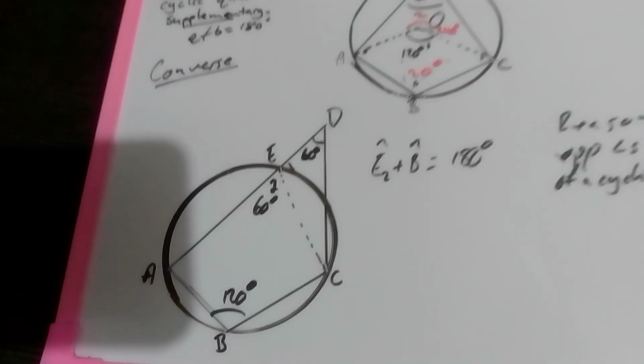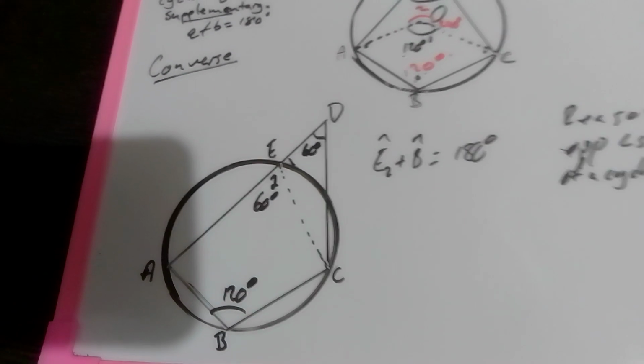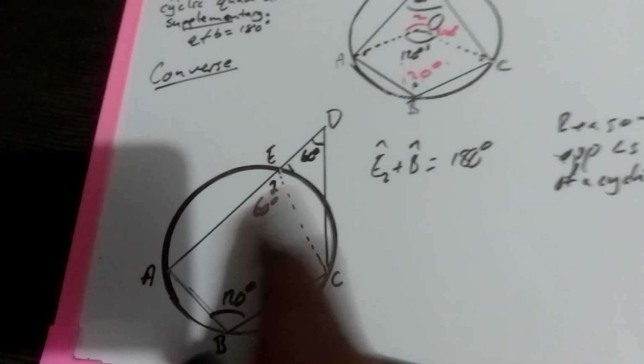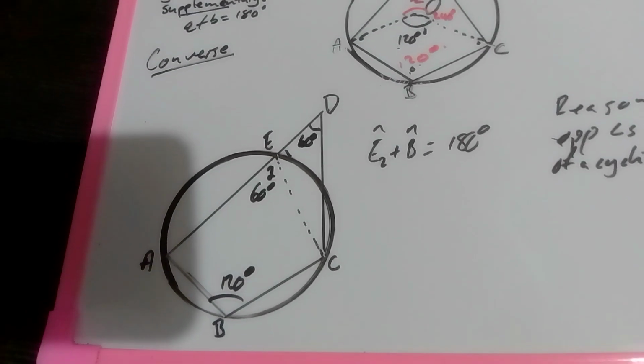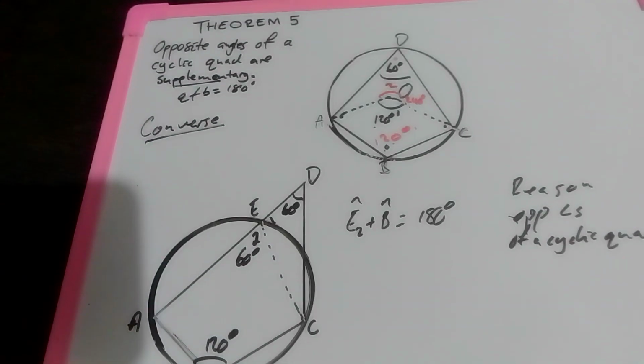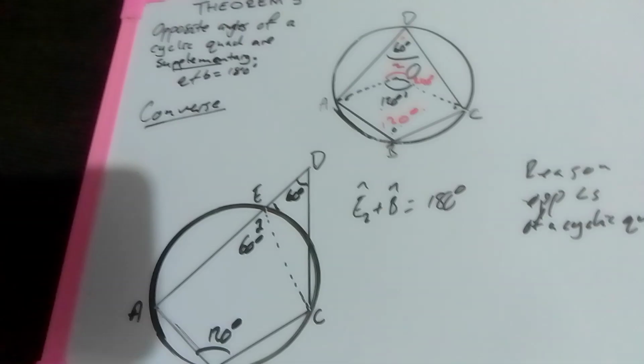Because now these are some of the things people focus on the theorem and then they don't talk about the converse. But you can use the converse to prove that something is a cyclic quadrilateral, right? So that is what I wanted to highlight to you, the converse of theorem number 5.